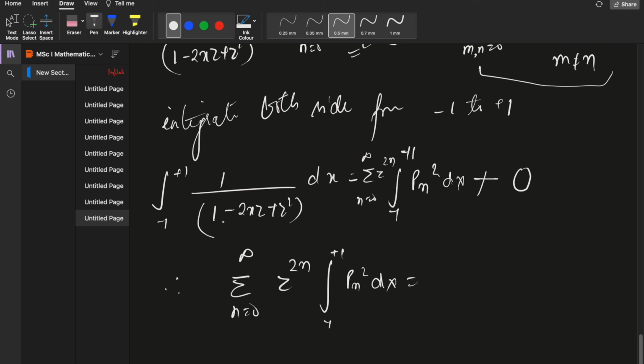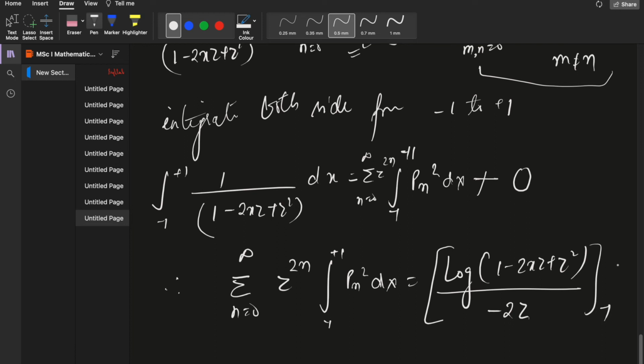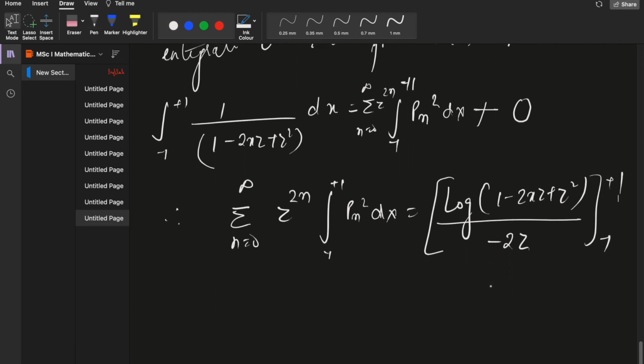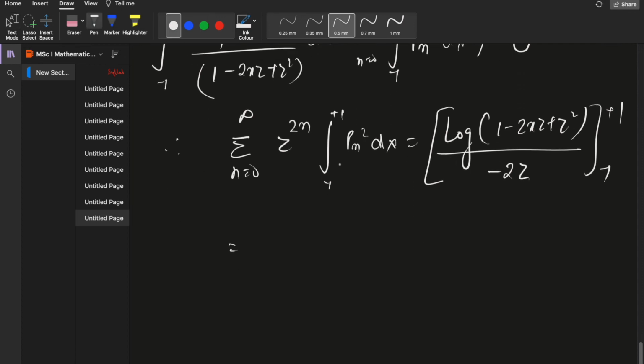On integrating this, it will be treated as 1 upon x, log formula. So this will give me log of 1 minus 2xz plus z square, upon 2x minus 2z, with the limit minus 1 to plus 1. Good. So we will evaluate this. Take 1 upon 2z as a constant. When we substitute the upper limit plus 1, this will give me 1 minus 2z plus z square, which is nothing but 1 minus z whole square.